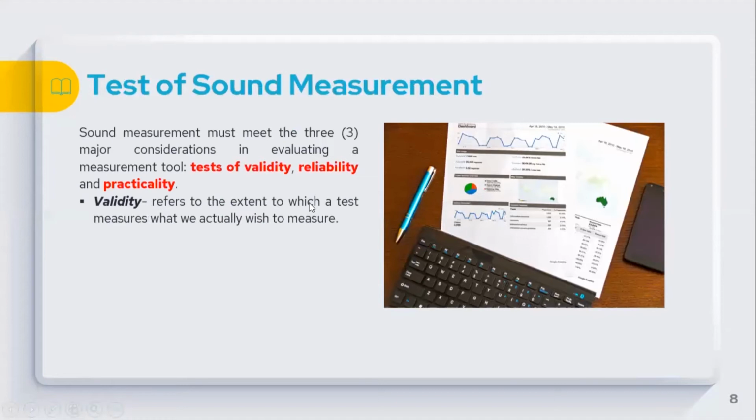And then there's what we call the test of sound measurement. Okay, these are called validity, reliability, and practicality. Validity refers to the extent to which a test measures what we actually wish to measure. As I mentioned in the first lecture, you can only say that your study is valid if you have achieved all your objectives according to your plan or activities. You have met them all. If not, it's not a valid research.